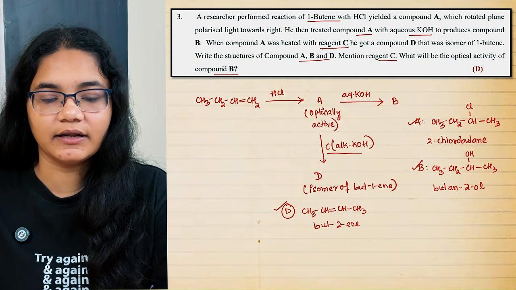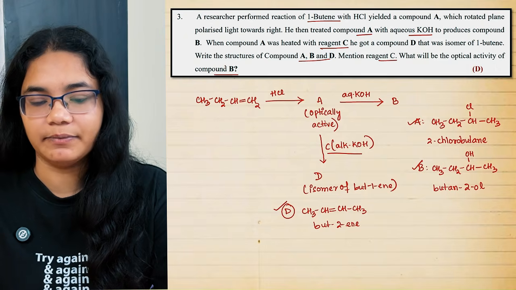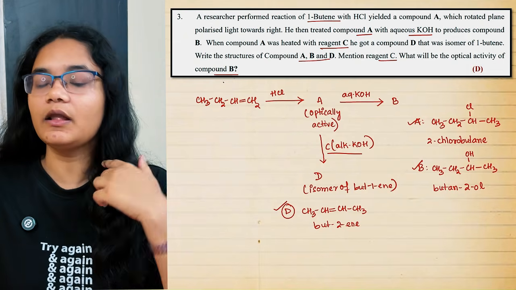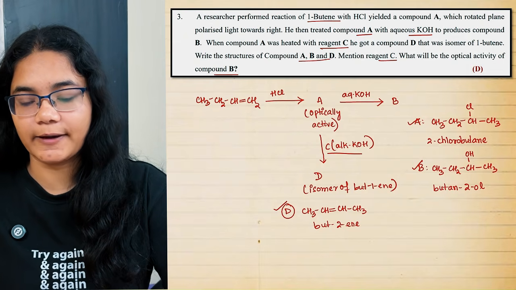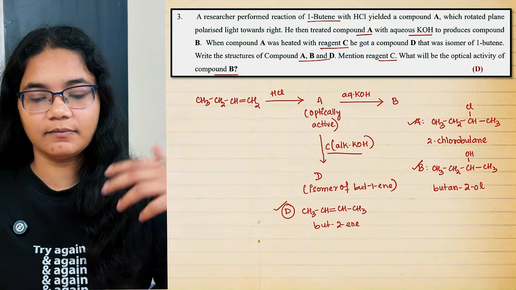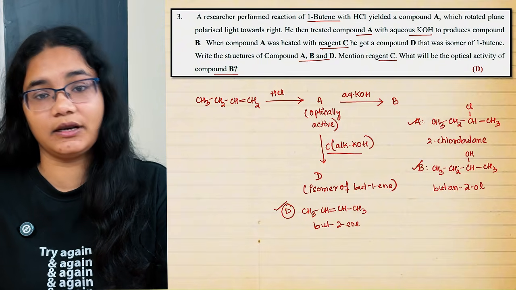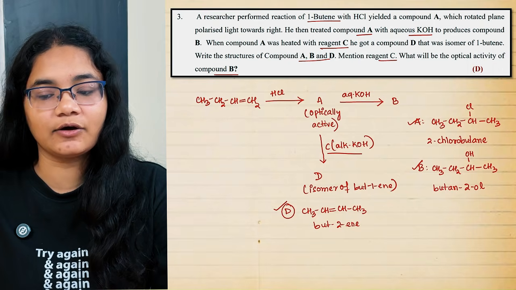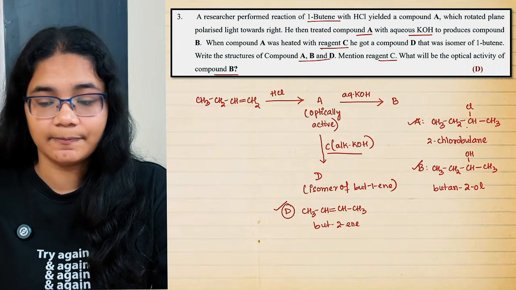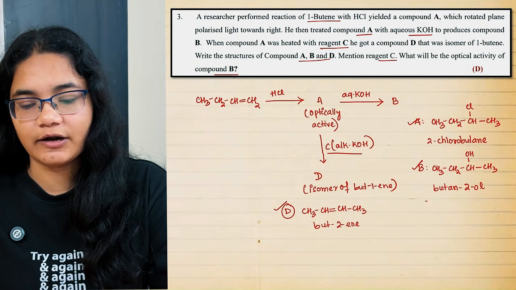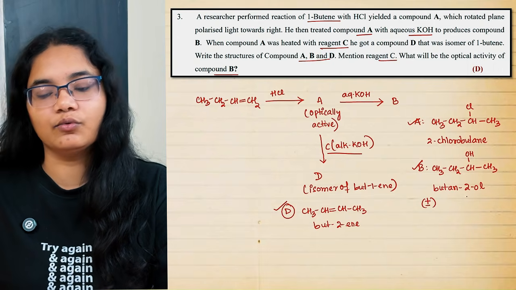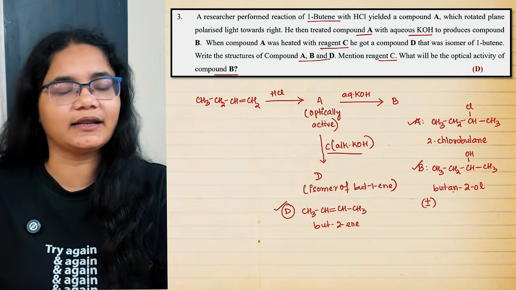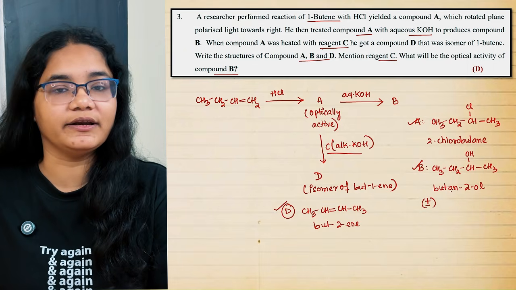Next, what will be the optical activity of the compound B? Okay, now see, here this is a secondary group. So this can be either dextrorotatory or even levorotatory. We don't know what it is, because that depends on what was the optical activity of compound A, sorry. So you can write down plus-minus butan-2-ol. This will be the optical activity. It can be either dextrorotatory or levorotatory.